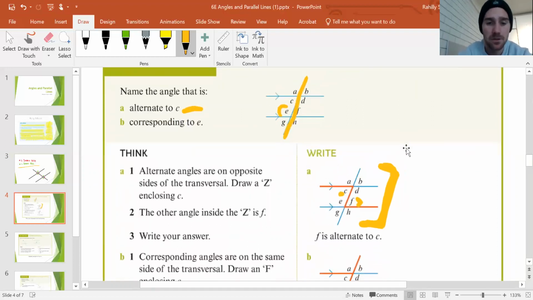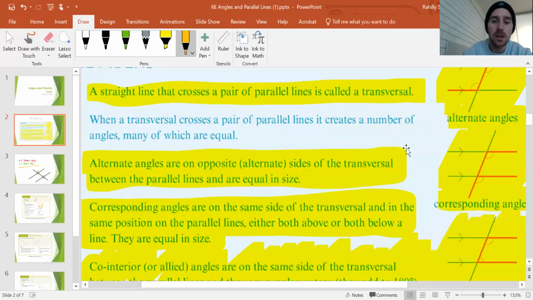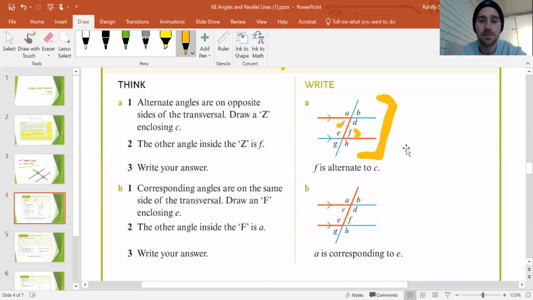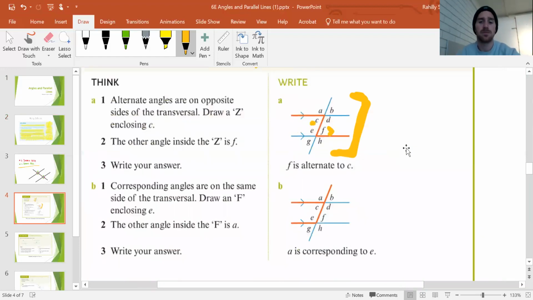Now, what's the other characteristic of a corresponding angle? If we go back to here, they're on the same side of the transversal and in the same position on the parallel lines. E is on the left side, so our other angle is going to be on the left side. It is above the parallel line, so we need to find the other angle above the parallel line, which is A. So the corresponding angle to E is A.